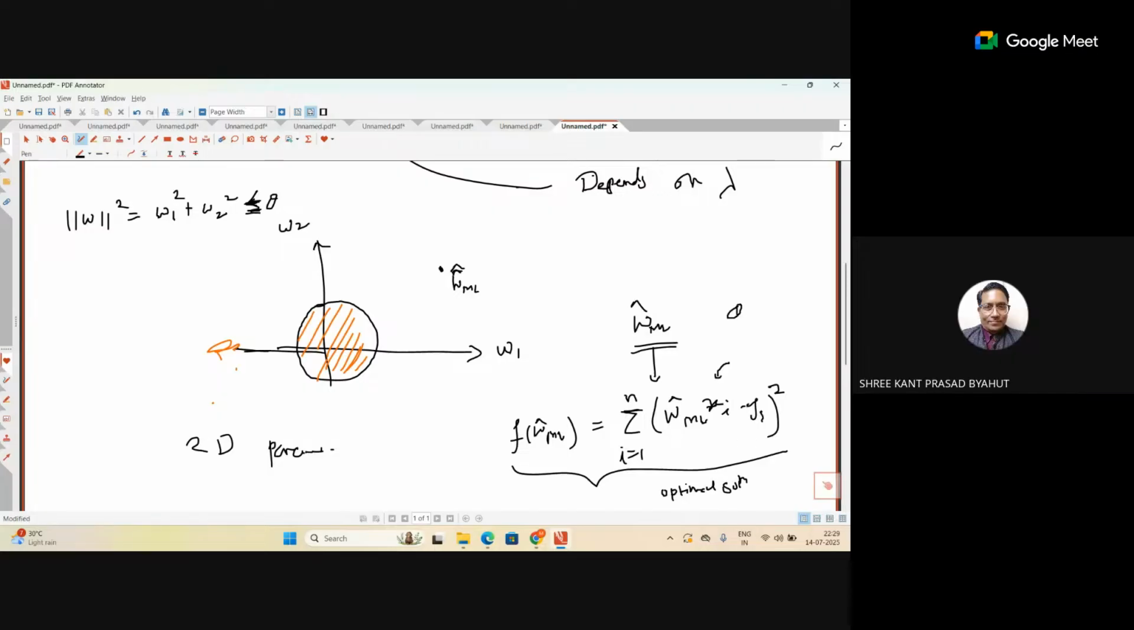This was the quadratic function. This is a convex function, correct? And if I try to solve the convex function, I will definitely get the global minima. So whenever you solve for convex functions, that will be your global minima.